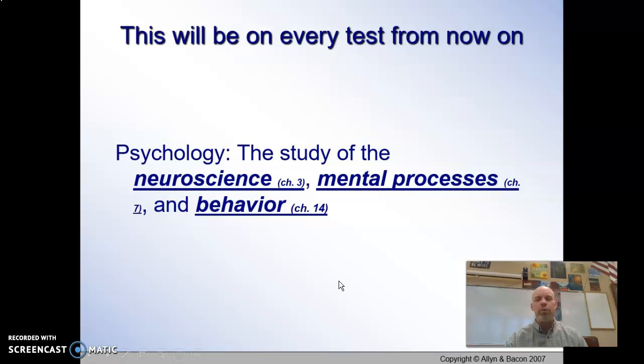So I'm going to start off with this slide here, and this should be easy points. Look for this question on tests from now on. Psychology is the study of what three things? Those three things are neuroscience, mental processes, and behavior.